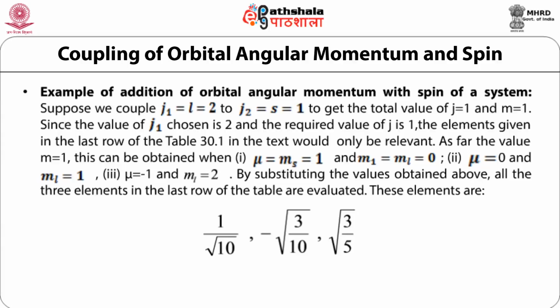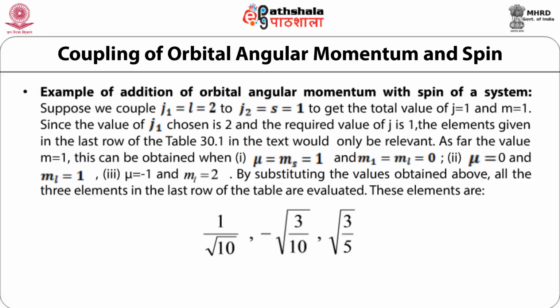Now here in the example that we have considered, since the value of J1 is chosen to be 2 and the required value of J that we finally get is 1, the elements of the Clebsch-Gordan coefficients corresponding to these values are given by [(J1 - M)(J1 - M + 1) / (2J1(2J1 + 1))]^(1/2). And this is for mu equal to 1.